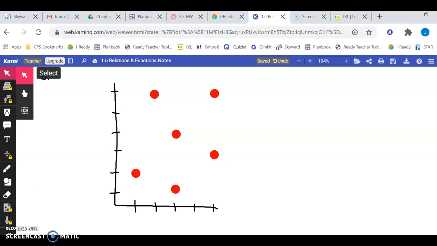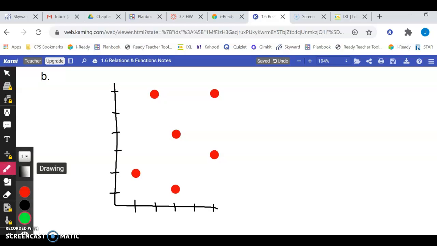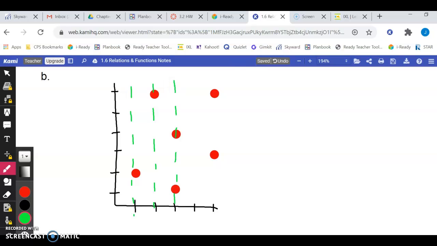And then if I go down here and I draw a vertical line for each one of these x values, those dots, there's only one on each one of those, that's okay. But here I have 2 going through that x value of 3. So this is not a function.